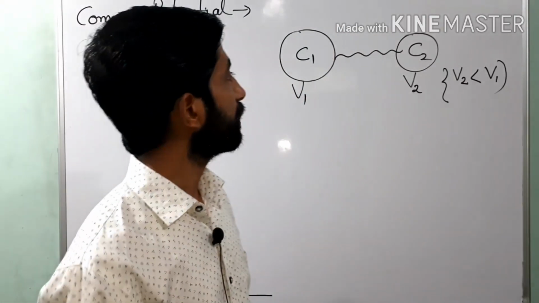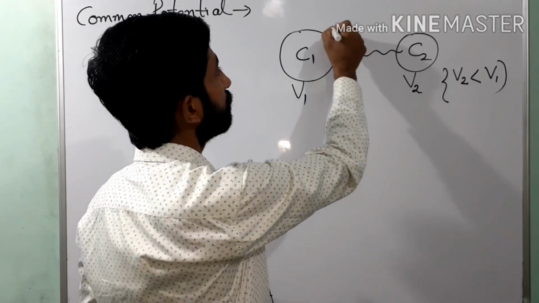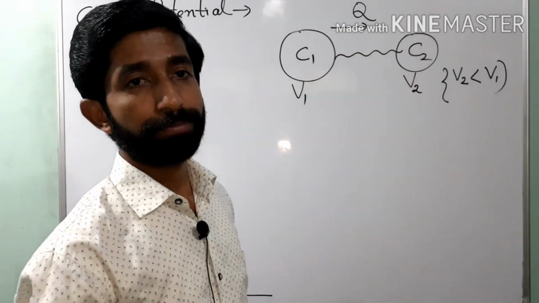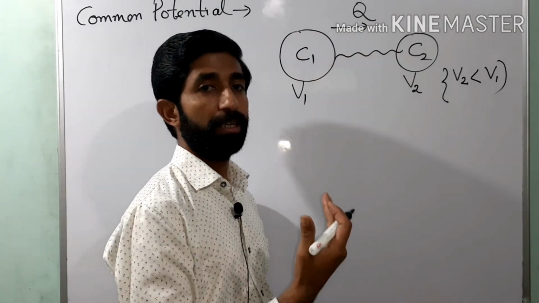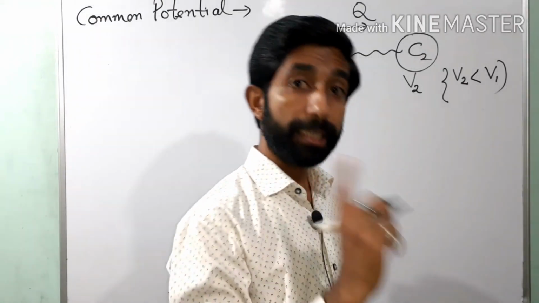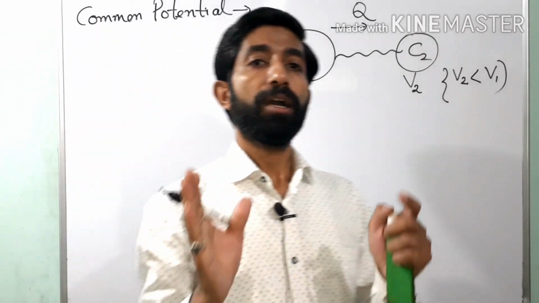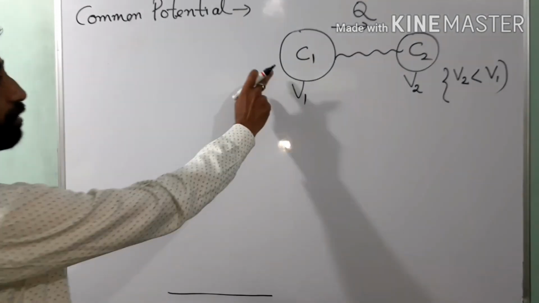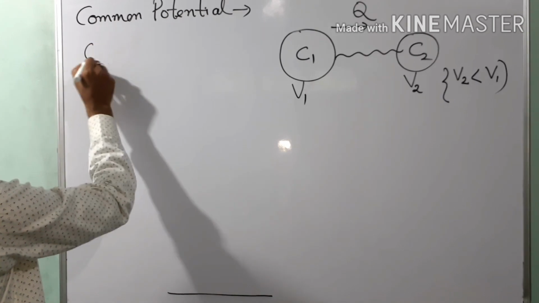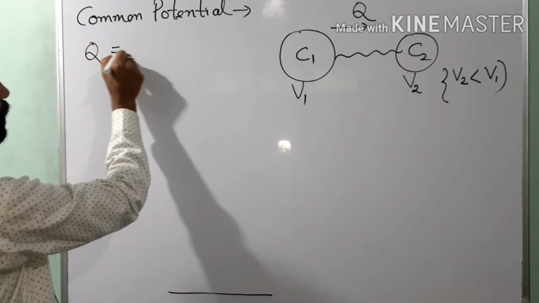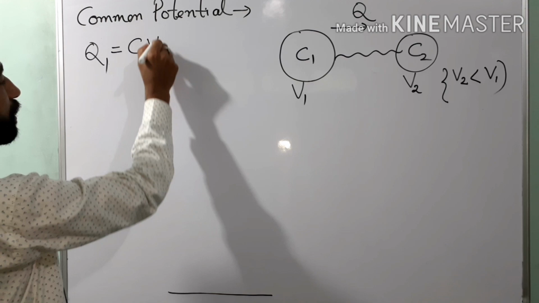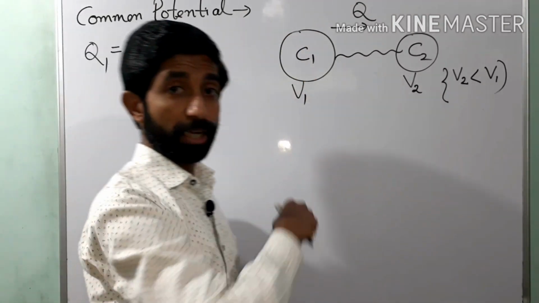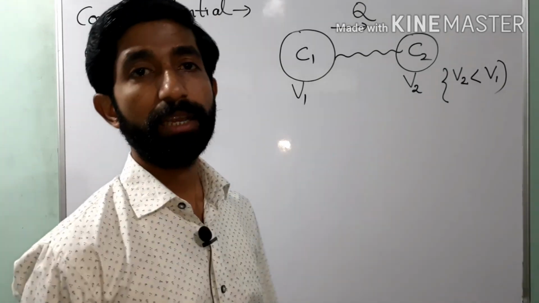But it is very important that charge will flow from the high potential to the low potential and finally stop at a common potential, when both capacitors come to a common potential. So what will be the charge on this capacitor? Say it is Q1, so Q1 is equal to C1 V1, because we have already charged this capacitor to potential V1.